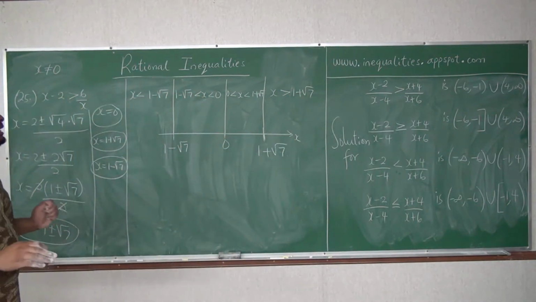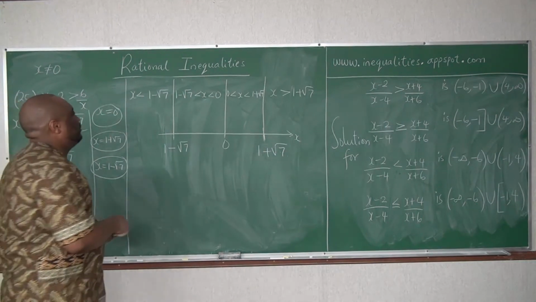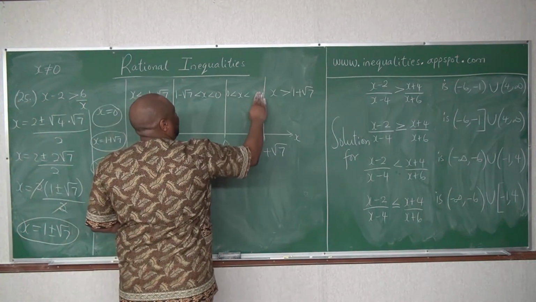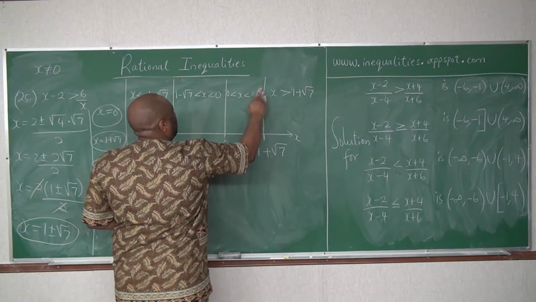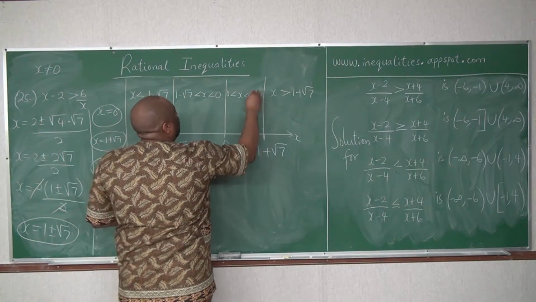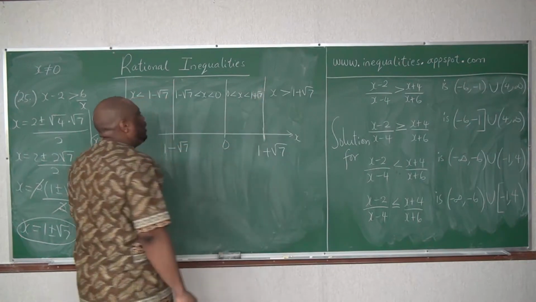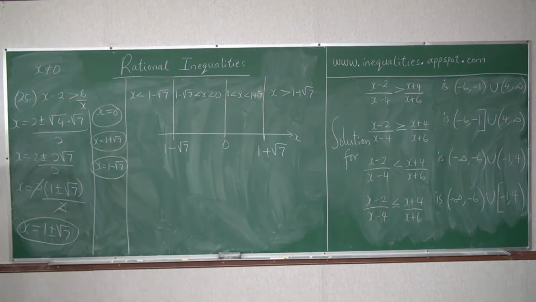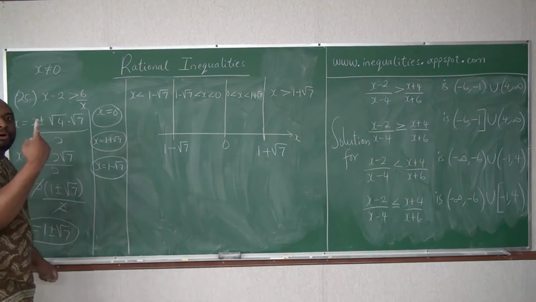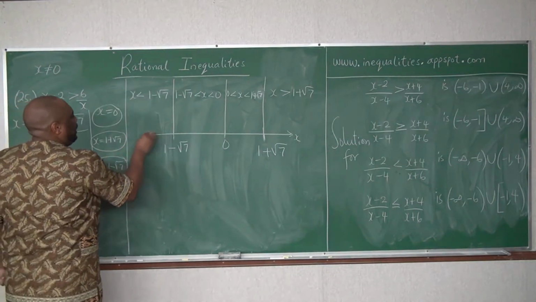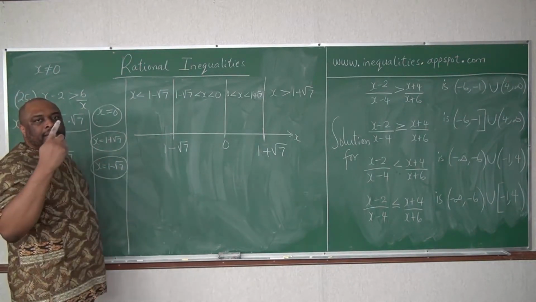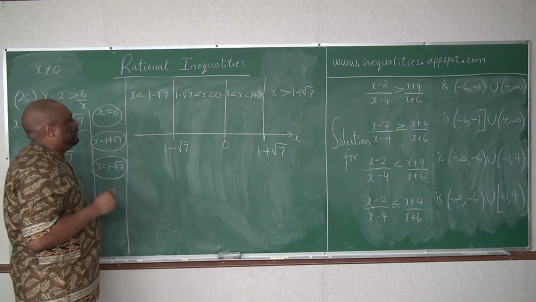Like I said, I am not dealing with decimals now. Let's forget about decimals in this video. So, this is 1 plus root 7. Alright folks, let's test a point in each interval. Let us test 1 point in each interval.